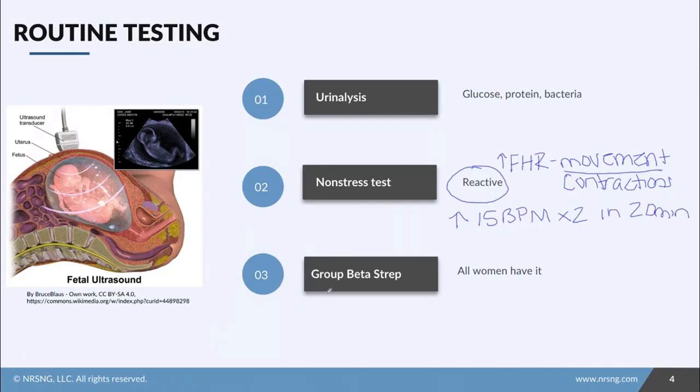Our next one here is group beta strep, also known as GBS. This is a vaginal swab that's done on mom between 34 and 37 weeks pregnant. It is important to know that all women have this. It just looks at the amount. So she will be either GBS negative if she has a low amount or GBS positive if she has a high amount, and will be treated when she's in labor with antibiotics.